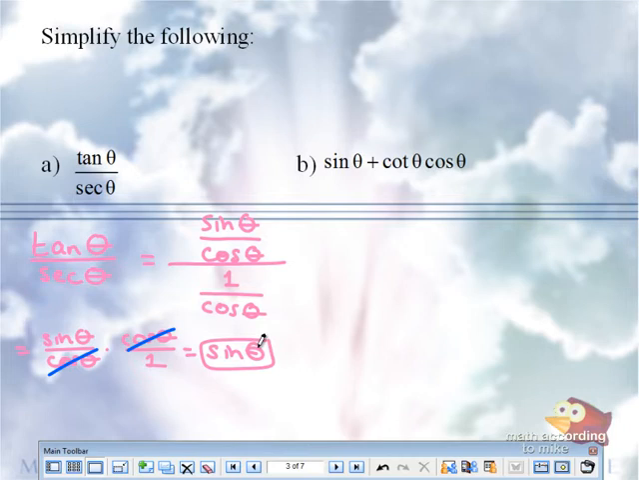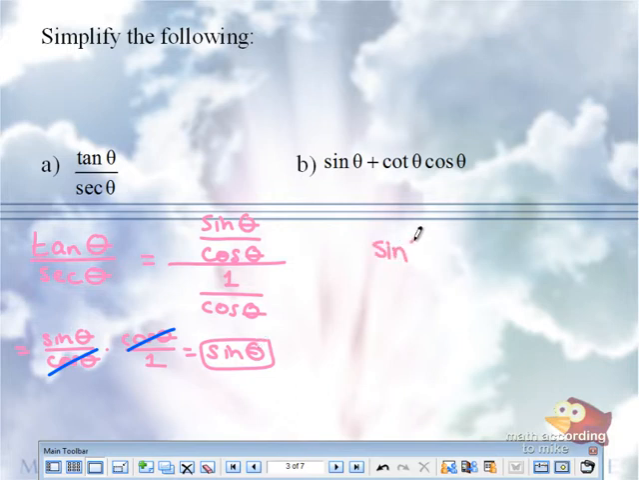Try part B. Sine of theta plus cotangent of theta times cosine of theta. What do you think? In terms of? Good idea!